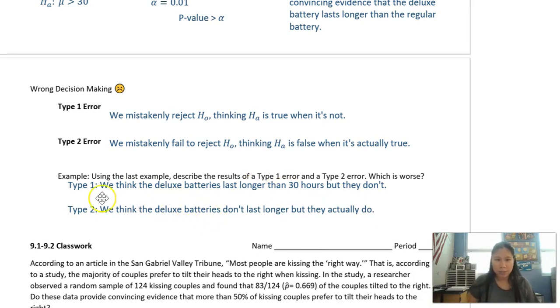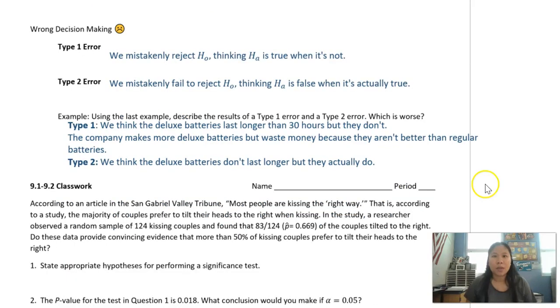The consequences for type 1: if we think the deluxe batteries last longer than 30 hours, then we probably make more of them, because then we can sell them for more. But if they don't actually last longer, then we are spending more money to make these deluxe batteries, but they're not going to sell as well because they're the same as the regulars. With a type 2 error, we think that the deluxe batteries don't last longer, when they actually do, so we don't waste any money making more deluxe batteries. We're basically potentially losing out on sales here.